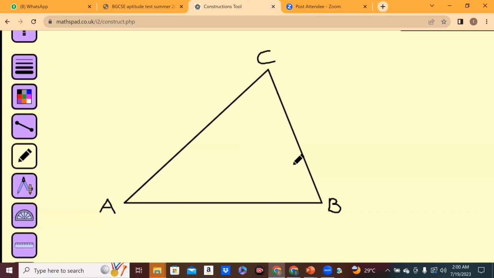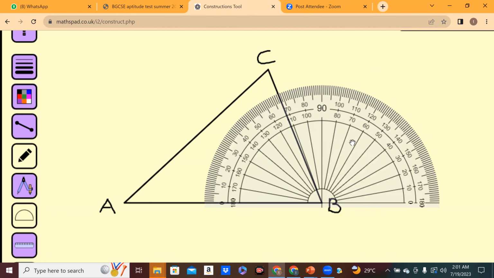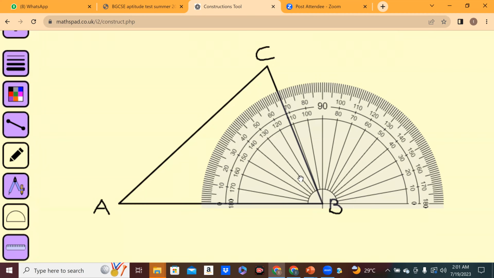Here we have the image recreated. And so we want to measure the size of angle B. This is, of course, a protractor. Notice that the center of my protractor is at the vertex of angle B, directly in the middle. Also notice that the line of my protractor is directly in sync with the leg of my angle B. And so let's measure.